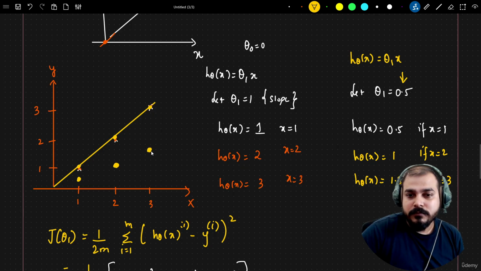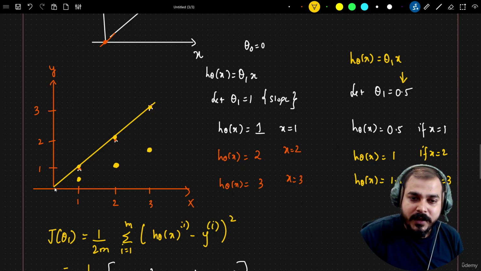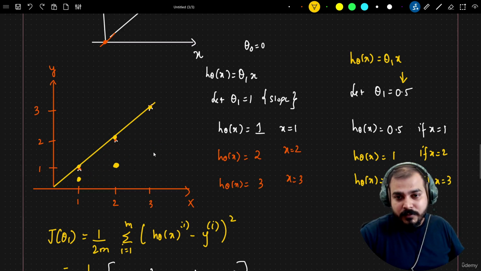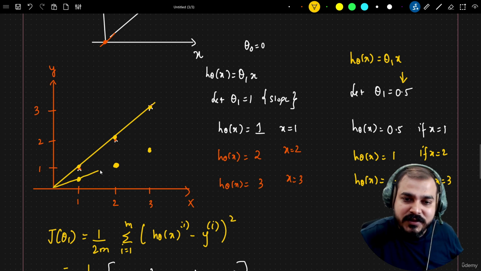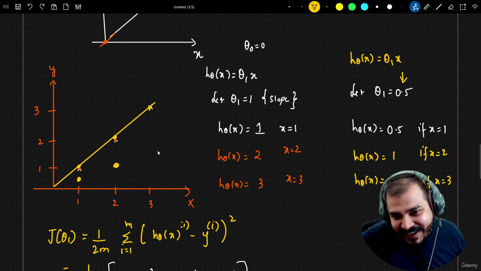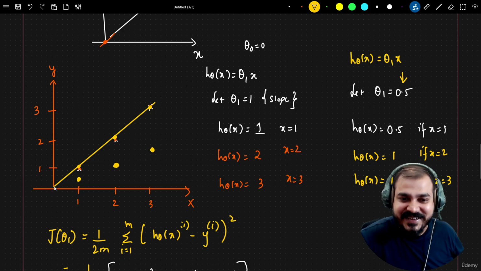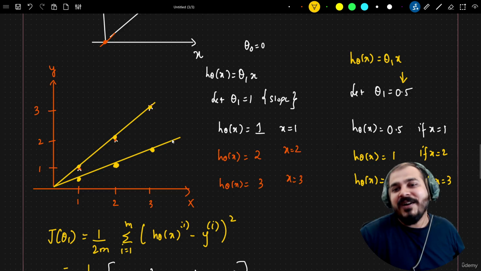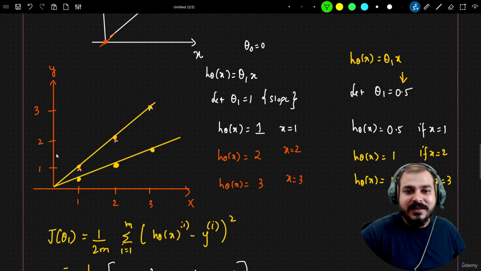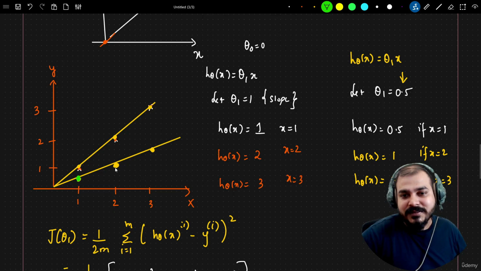Okay, now here you will be able to see that I am going to draw the next best fit line. So this is my best fit line for the next one. Okay, now this time I should be getting a best fit line. So this is my best fit line. Here you should be able to understand that these are my predicted points.